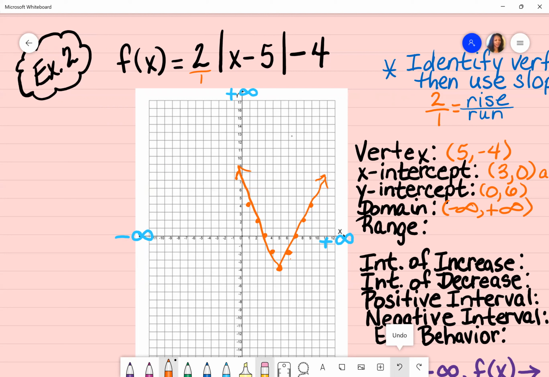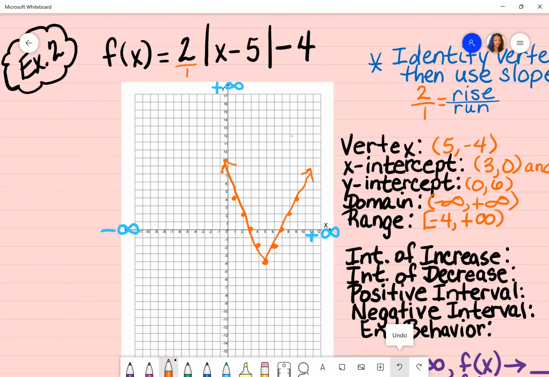And my range this time, going from bottom to top, is going to be the same as my vertex y. So my y is -4, and I know I'm going upward, so it's going to be a bracket -4 to positive infinity, and that has a parenthesis after it.